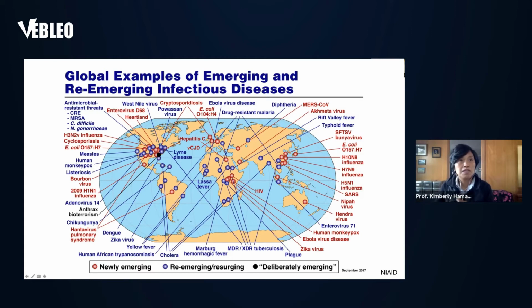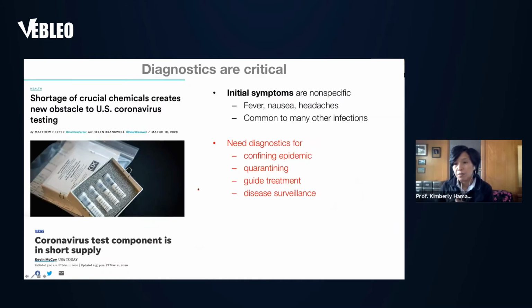So there's many diseases that are newly emerging, like Hanta, things that have been re-emerging, like Zika, and things that are even engineered. And so this is a map to show you the scale and the number of infectious diseases that are a problem. So we know that diagnostics are badly needed for COVID-19, and this is true for every infectious disease.